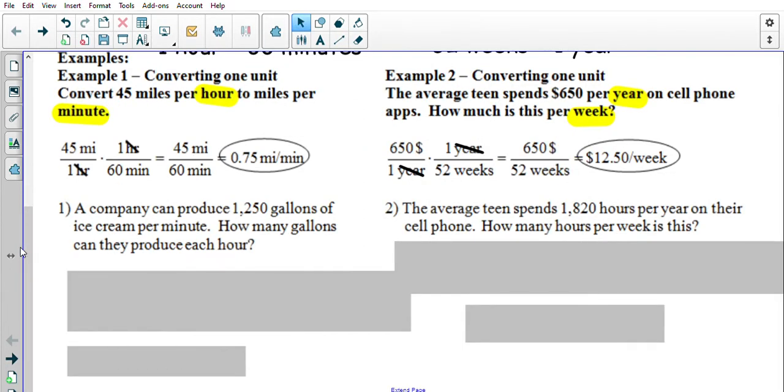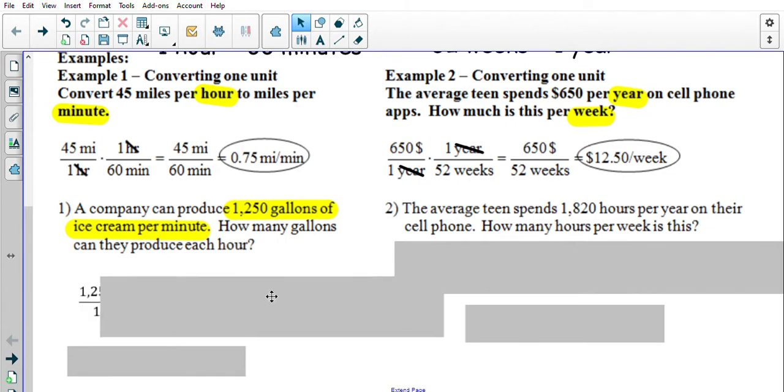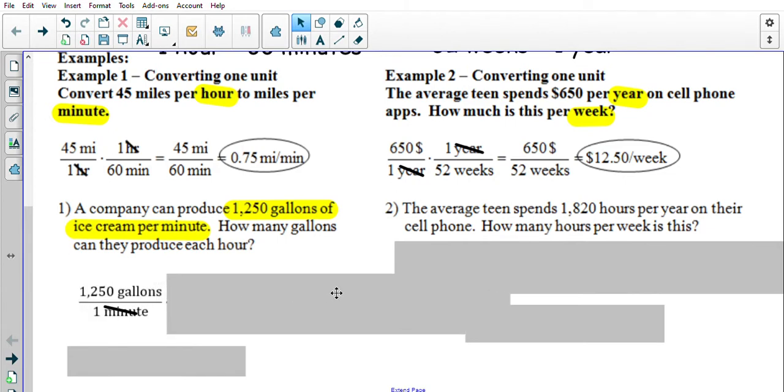All right, let's take a look at problem number 1. A company can produce 1,250 gallons of ice cream per minute. How many gallons can they produce each hour? So here's the deal. I'm given 1,250 gallons per minute. That's the fraction I need to begin with. 1,250 gallons per minute.